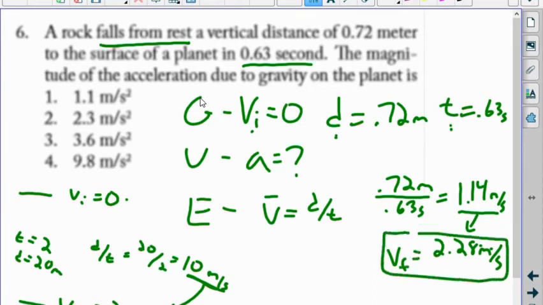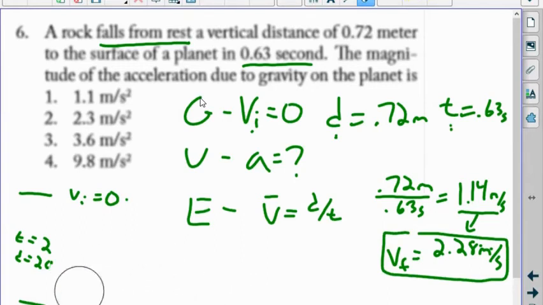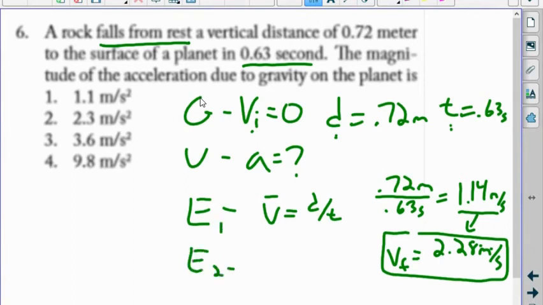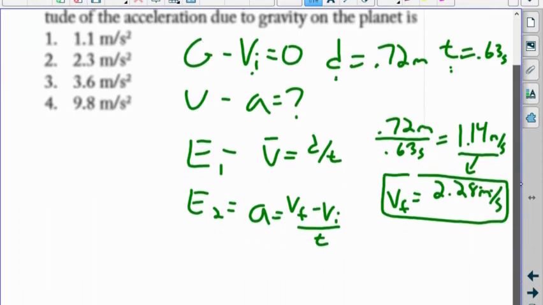Okay. So now I can plug that into my givens. I'm going to erase this over here so we can move on to the next part of our equation. So I'm going to call this equation 1, and over here is going to be equation 2. And so again, we're trying to find acceleration. Acceleration is equal to VF minus VI divided by T. Okay, so now let's scroll down here a little bit.